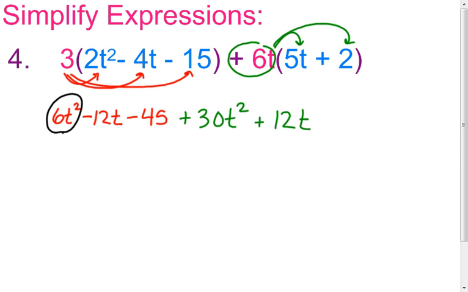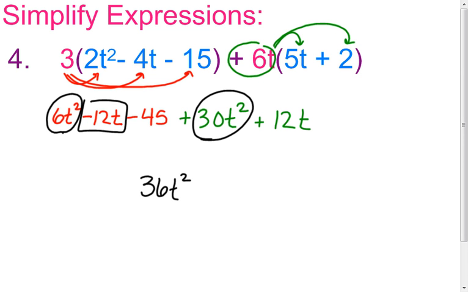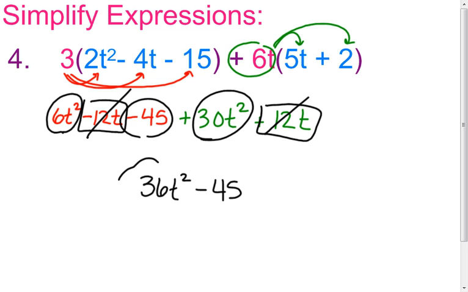I have 6 of those t squareds here and 30 of them here, which makes a total of 36 of those t squareds. Notice when you're adding and subtracting now, you do not add and subtract the exponents. You just leave them. And then I have negative 12t and positive 12t, and so those drop. And then I have negative 45 right here. So this is what this would look like. It has two terms, so because it has two terms, it's a binomial. And because it has a degree of 2, where the highest exponent is a 2, it would be called a quadratic.